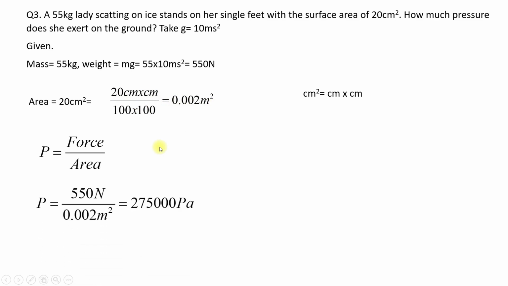Pressure is equal to force per area. Now applying this formula and substituting the value of weight and the surface area, we get pressure is equal to 550 Newton divided by 0.02 meter square. So we get 275,000 Pascal. So that is the pressure exerted by a girl who is standing on a single foot.